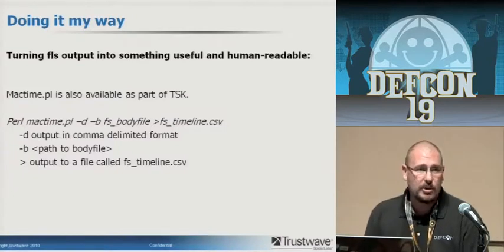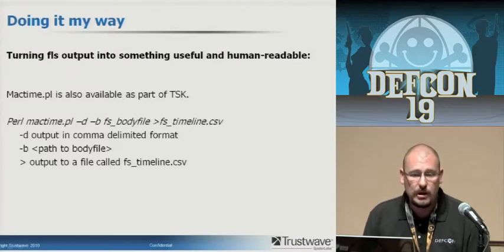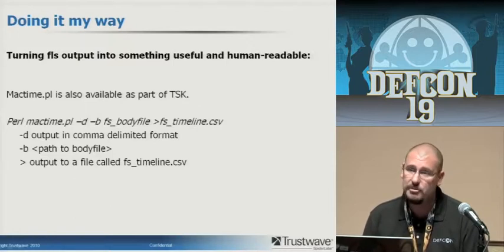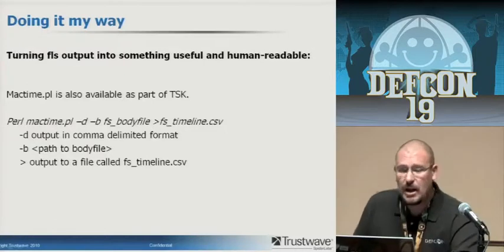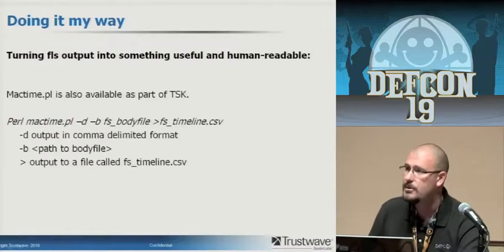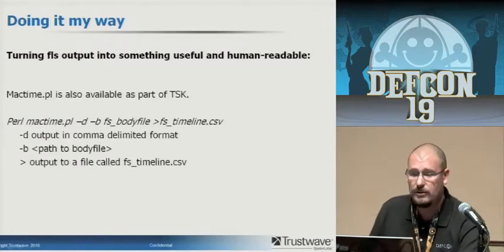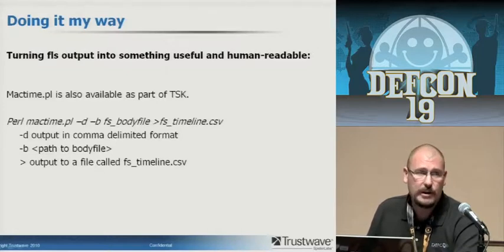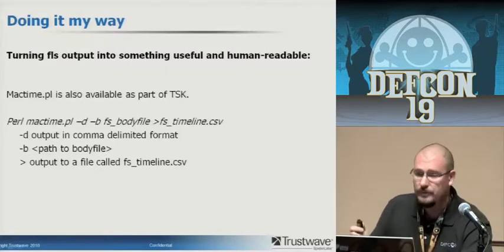So turning FLS output into something that's actually useful and human readable is done with the mactime Perl script. It's also available as part of the Sleuth Kit. And here's the sample command again: perl mactime.pl -d -b pointed at your body file, and again just output it out to a CSV file. The -d is going to output it in a comma delimited format, so it's really, really easy to use with Excel or OpenOffice or command line. You can search it, do whatever you want. And then -b just designates your path to the body file, and you're outputting it to a timeline, fs-timeline.